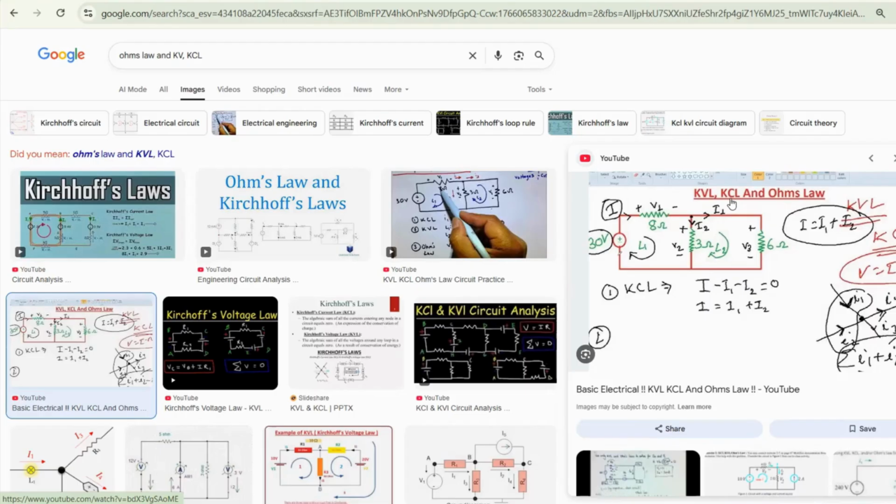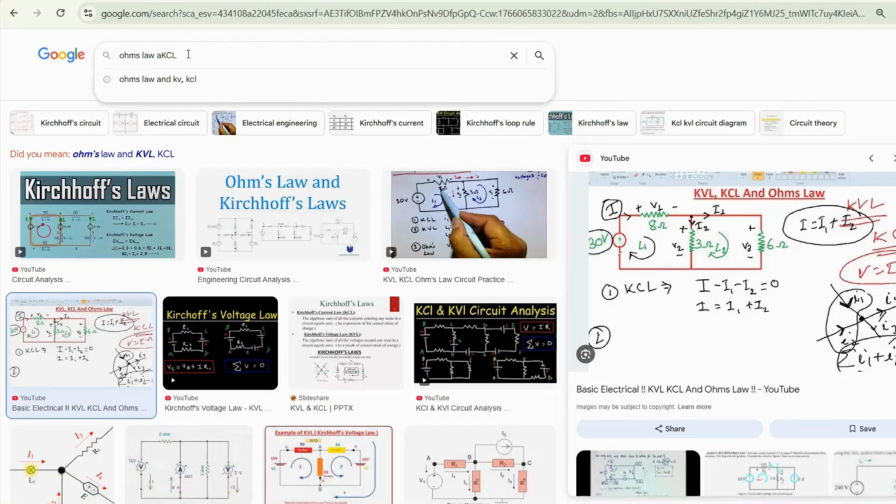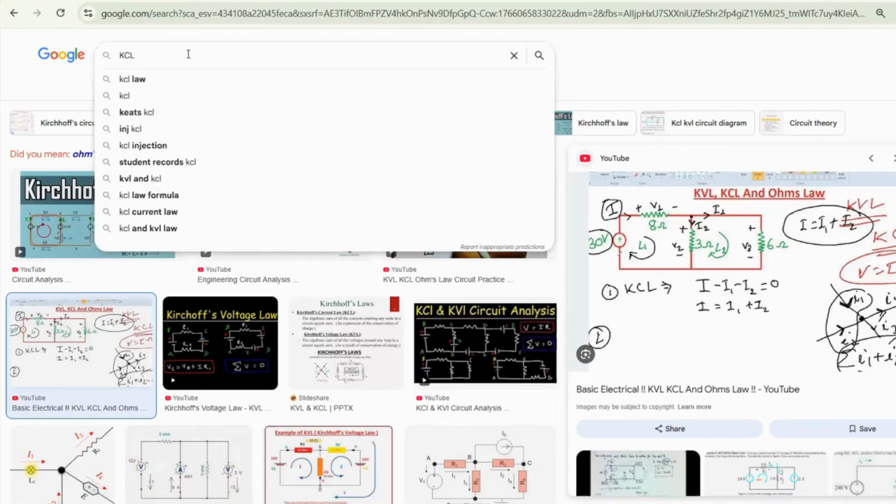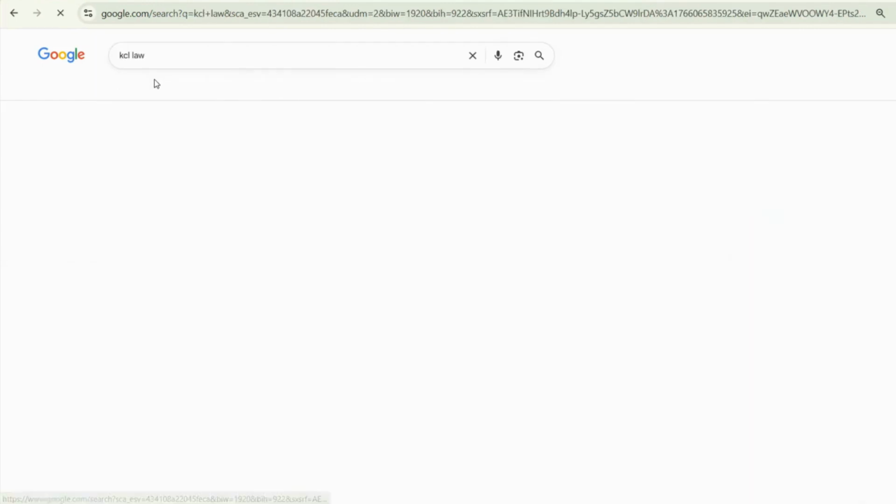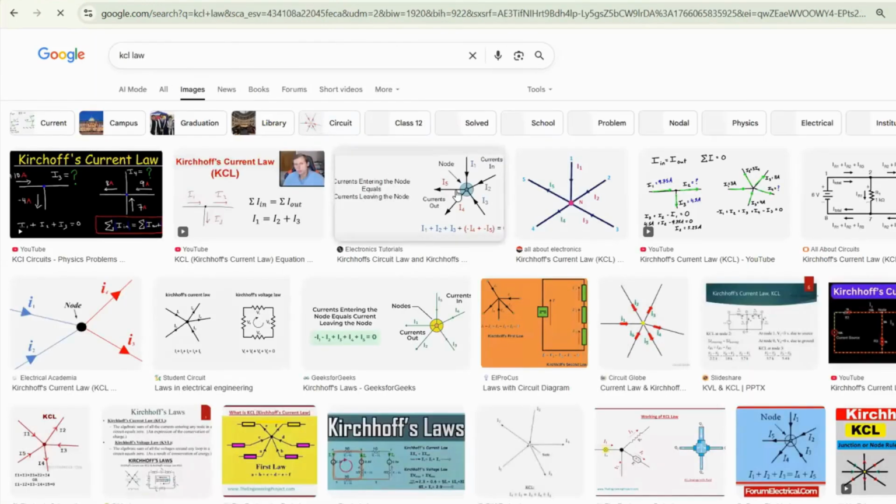Current entering the junction is equal to current leaving the junction. Not voltage, current. I'm talking about current. KCL means current. Let me discuss only KCL.